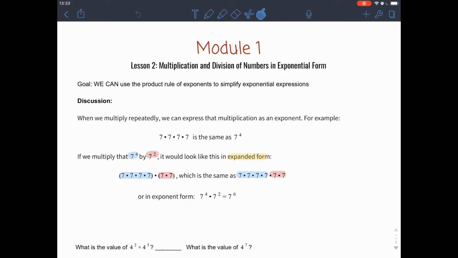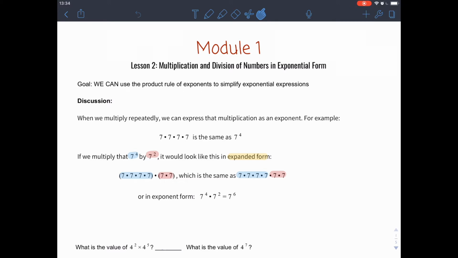So we talked last time about when we multiply repeatedly, we can express that multiplication as an exponent. For example, if I had 4 7s multiplied together, that would be the same as 7 to the 4th power. And if we multiply 7 to the 4th power by 7 to the 2nd power, in expanded form we would have 4 7s multiplied together times 2 7s being multiplied together, which is the same as having all 6 of those 7s being multiplied together. And when we have 6 7s multiplied together, that's just 7 to the 6th power.